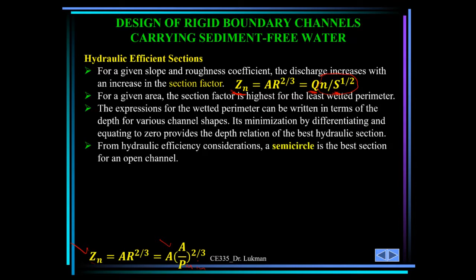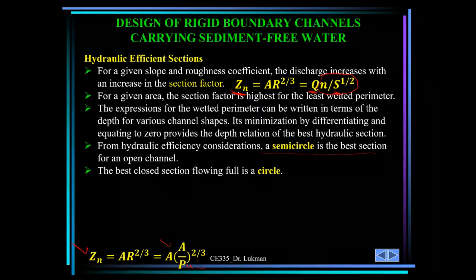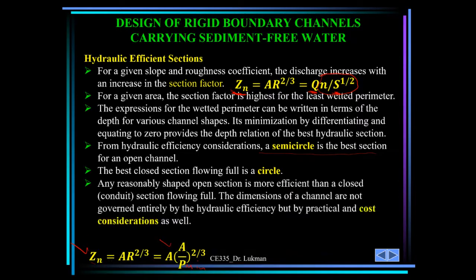From hydraulic efficiency consideration, a semicircle is the best section for an open channel. This is very important. A semicircle is the best section for an open channel. And the best closed section flowing full is a circle. You know, you can have a rectangular pipe or other shapes, but the best one flowing full is a circle, while for an open channel, a semicircle is the most efficient section.